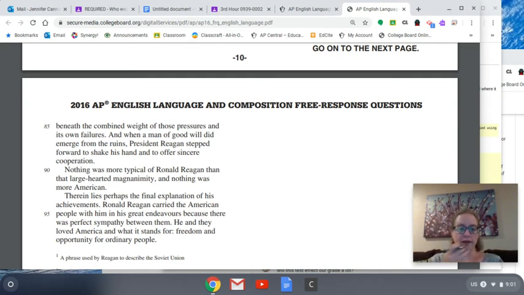And nothing was more American. Therein lies perhaps the final explanation of his achievements. Ronald Reagan carried the American people with him in his great endeavors because there was perfect sympathy between them. He and they loved America and what it stands for: freedom and opportunity for ordinary people.